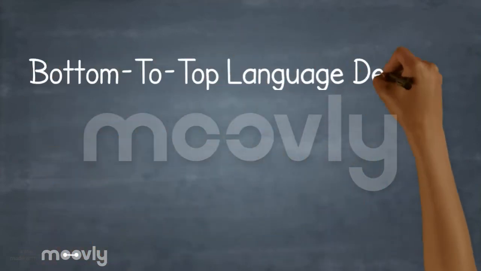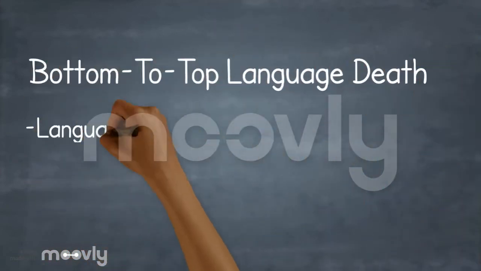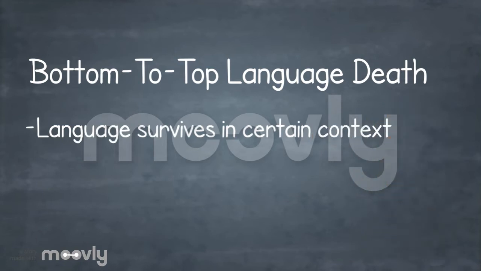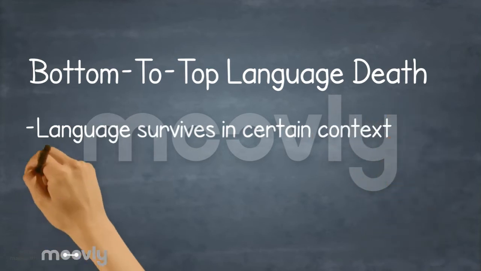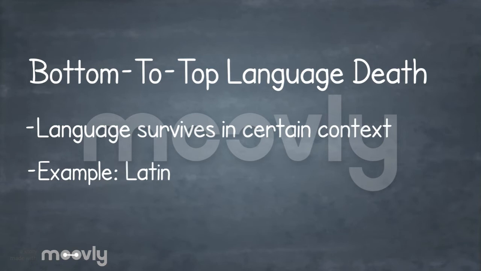Unfortunately, a language is usually considered dead even before the last native speaker has died. There are several types of language death. One type is called bottom-to-top language death. This is when a language only survives in certain contexts. An example of this is Latin, which is only used as a liturgical language.